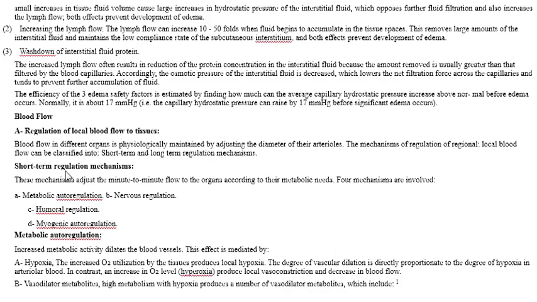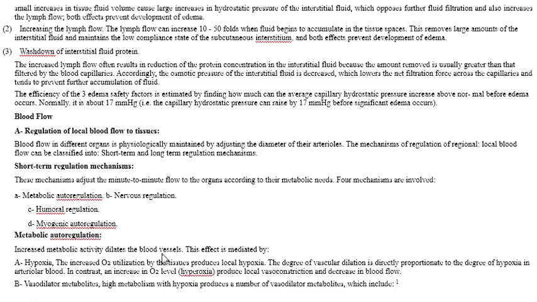So there is short-term regulation. They call it short-term. This mechanism adjusts the minute to minute flow to the organs according to the metabolic need. This short-term mechanism includes A, metabolic autoregulation, and B, nervous regulation. There is also a third one, humoral regulation, and myogenic regulation. You could read about the humoral and myogenic regulation related to the local area.